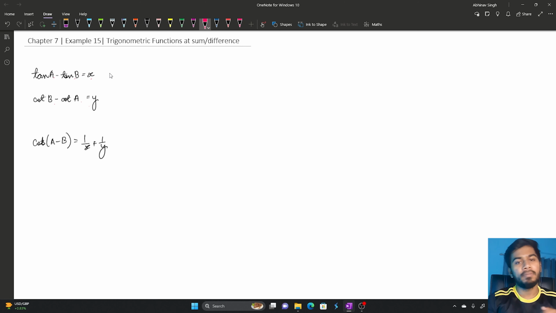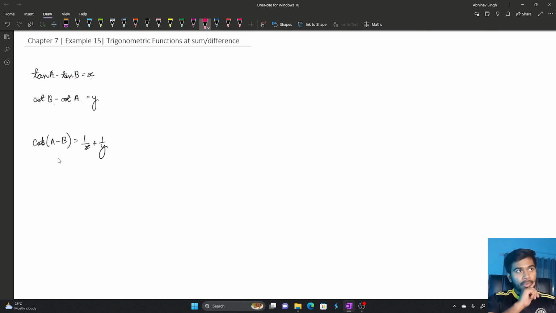Let's solve example 15, which says tan a minus tan b is equal to x, cot b minus cot a is equal to y. Then prove the value of cot(a minus b) in terms of x and y. So what I do is, I do not remember the formula for cot(a minus b). Instead, I'll find the value of tan(a minus b), and then from there we can get the value of cot(a minus b).